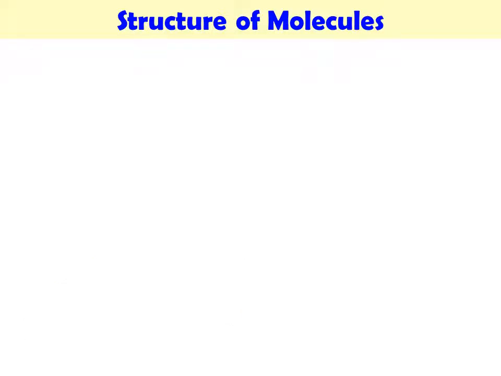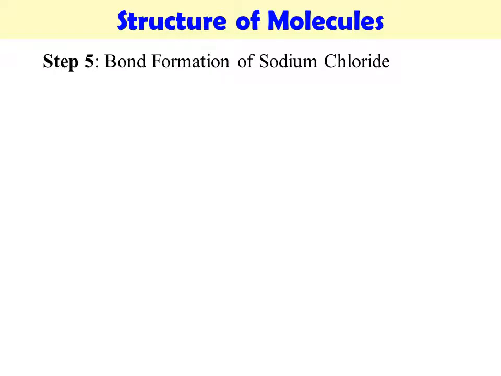Now coming to step 5. That's the bond formation of sodium chloride. How to show the bond formation in a Lewis diagram. This is sodium. This is chlorine. As we have discussed, metals give out electrons as early as possible. Non-metals accept electrons as early as possible. So when it is sodium and chlorine, sodium wants to give electrons at the earliest, and chlorine wants to accept that electron at the earliest.